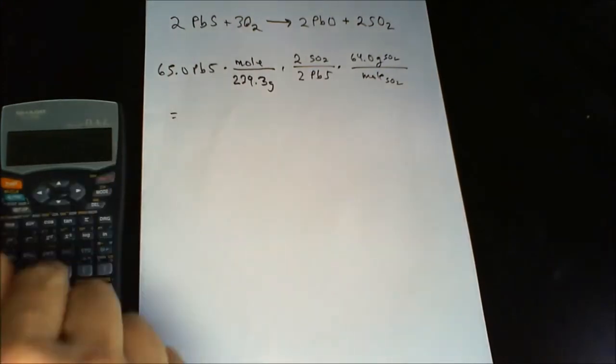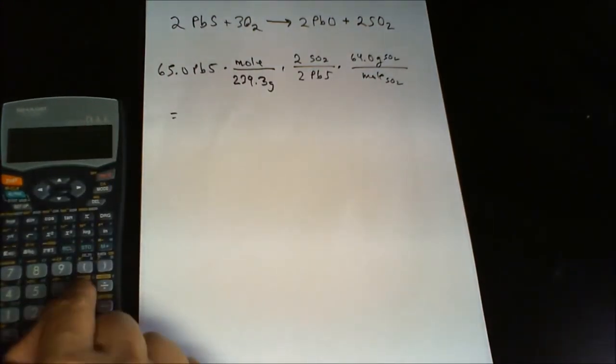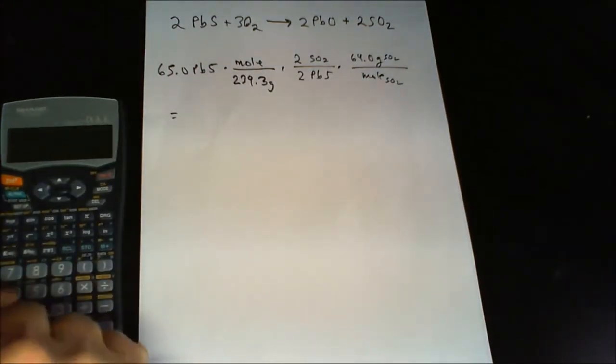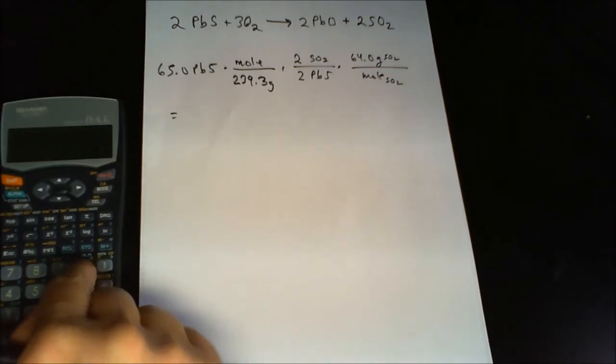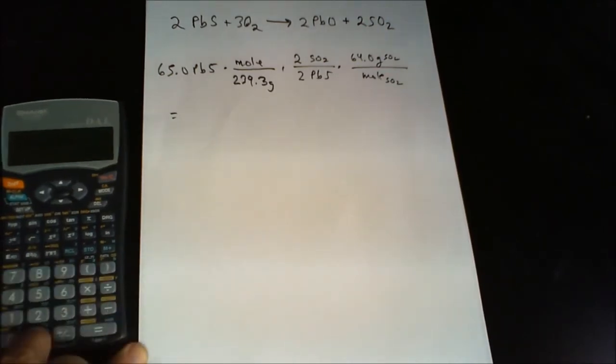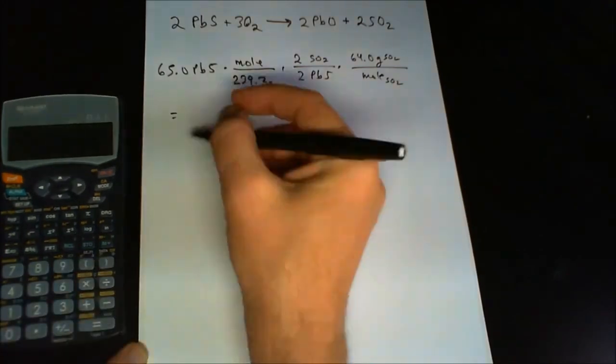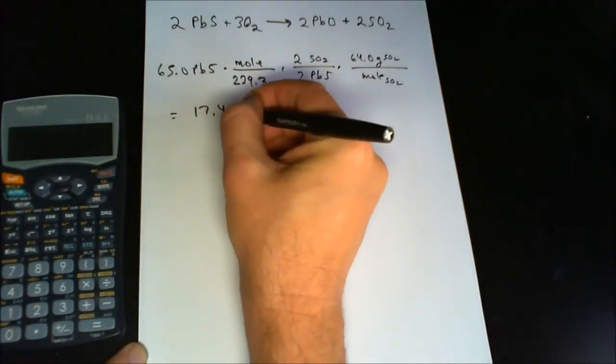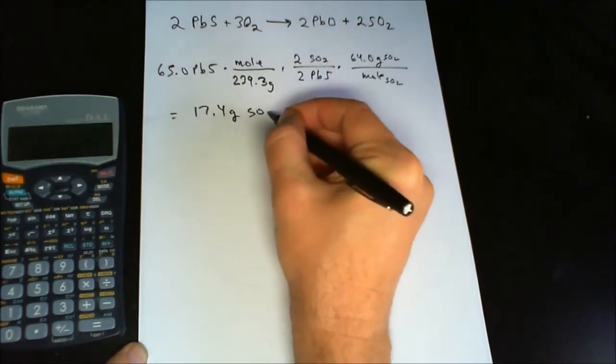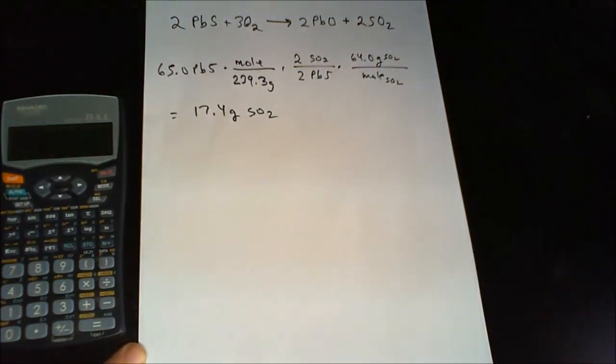And we're done. Just need to plug it in our calculator, and we go 65 times 2 times 64 divided by parentheses 239.3 times 2 close parentheses, and I get 17.4 grams of sulfur dioxide.